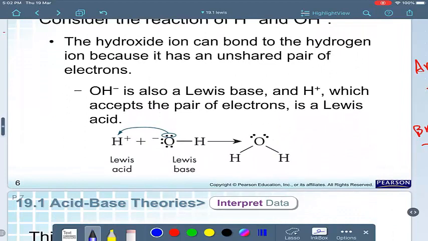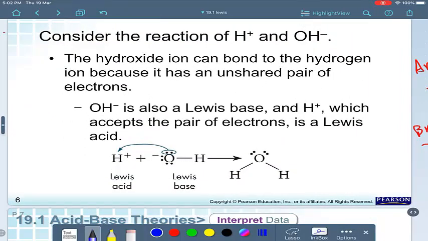This is an example to understand the acid-base meaning related to Lewis theory. Is it clear? So OH is a Lewis base, but H accepts a pair of electrons, so it's an acid.